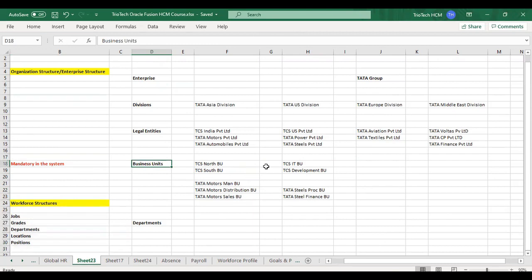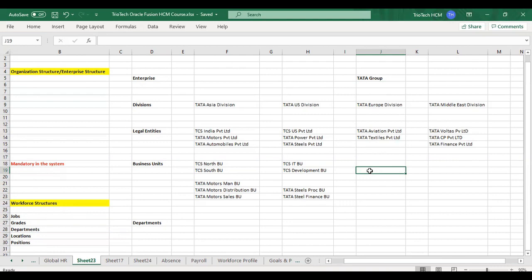If at all your client is a very small client. Let's suppose you got a project, not the Tata group, let's say any small customer that you got a project for. And that client is telling, Kumar, I don't have multiple legal entities. I have only one company for which I want to use these Fusion applications. So I will define that one legal entity of my client. And my client is telling, Kumar, I'm having 3,000 employees working in my organization, but I don't have any business unit concept.